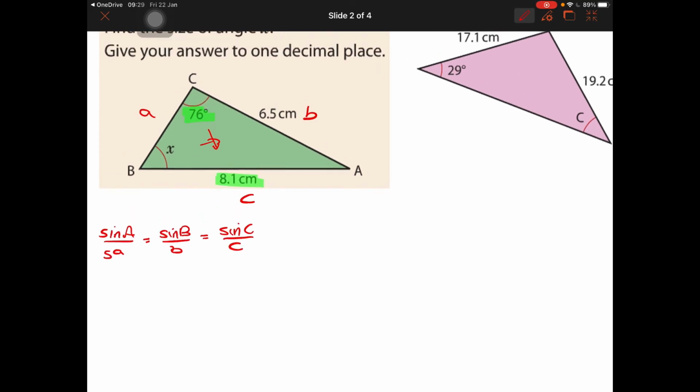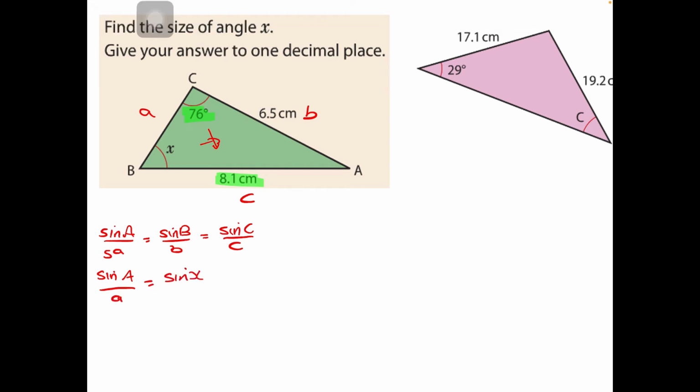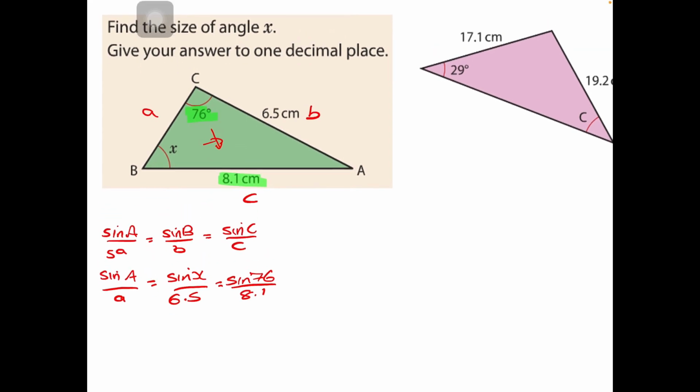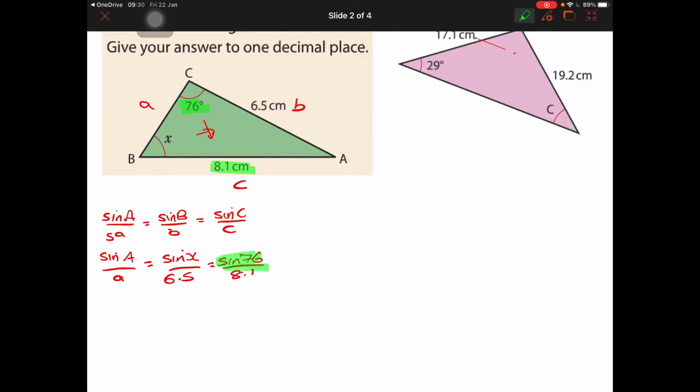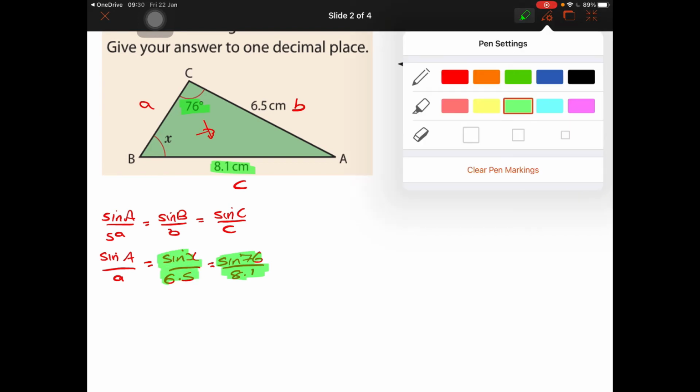So sine A over A, I haven't got anything that will help me with that one. Sine B is now sine X over 6.5. You could leave that as a B, that's absolutely fine, it doesn't matter. And finally, sine C, which is 76, over C, which is 8.1. So, same as before, I have my matching pair just here. Okay, so I'm definitely going to want that one. I've got my missing one here, so they're the two that I'm going to pull down.